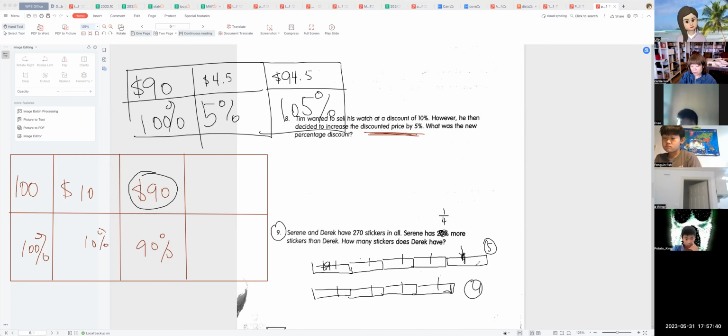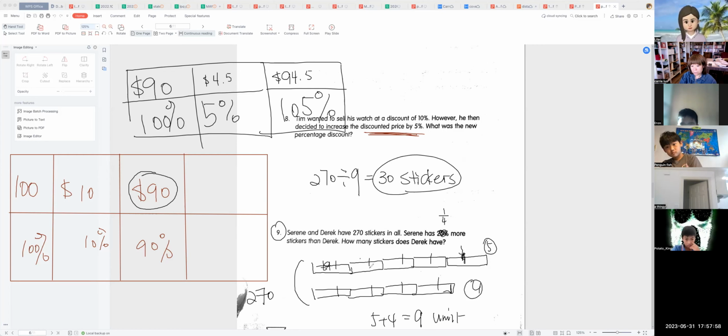So altogether, how many parts they have? 5 plus 4 equals 9. 9. Yes. So, and we all know altogether that's 270 stickers are there together. 270 divided by 9 equals 30 stickers. So that means each of the blocks represent 30, 30, 30, 30, 30, 30, and 30.